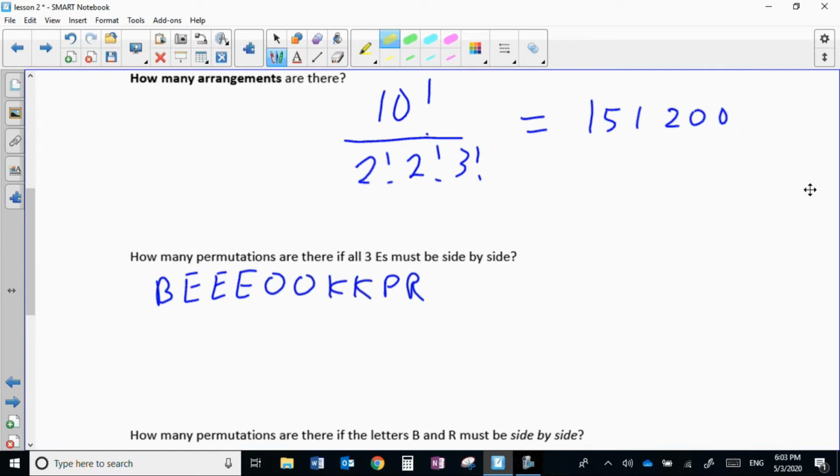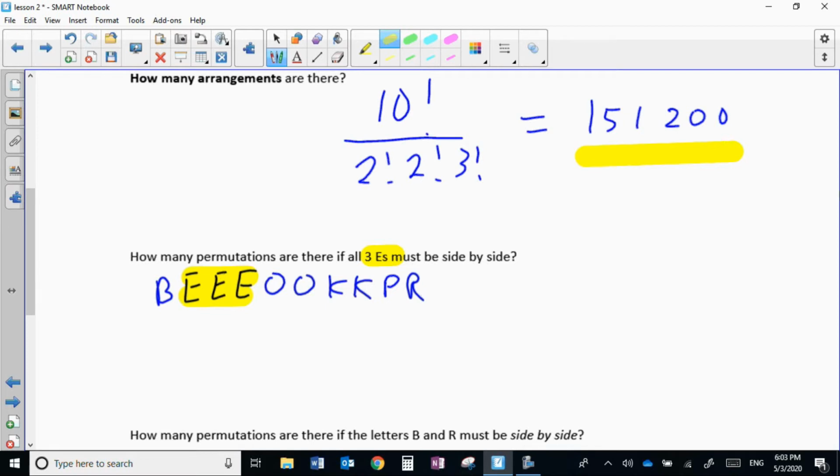In this next example, let's make things a little bit more interesting. Imagine all the 3 E's must be side by side in our permutation. And I've given you one example of that, where I have my 3 E's all together. Now how many possible arrangements are there? I hope you realize that number has to be less than 151,200. As soon as we start adding restrictions, we lower the number of possibilities.